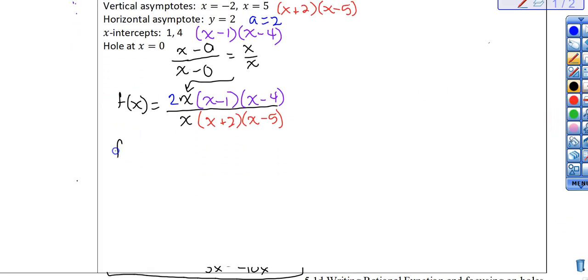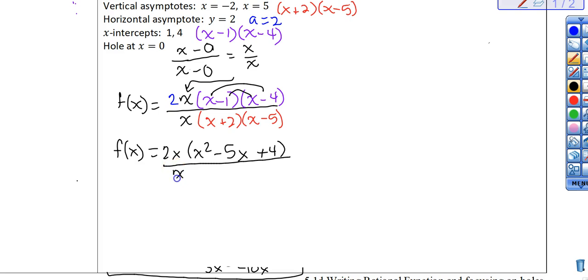Now, typically when I simplify these, I will not distribute my monomial first. I'll multiply my binomial pairs, and then I'll distribute. You can, of course, do it however you like. But I'm going to go ahead and multiply that. That's x squared. Then I'm going to do a little outer inner multiplication. So -4x minus 1x is -5x plus 4 all over x times.